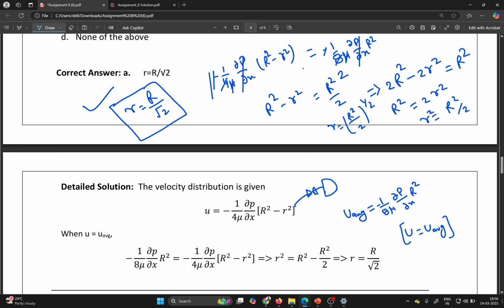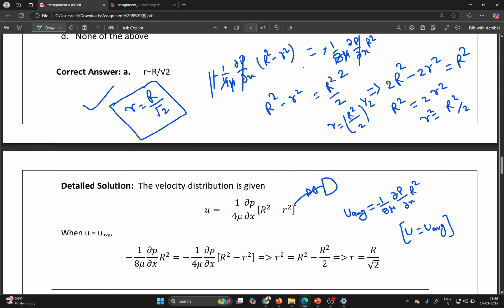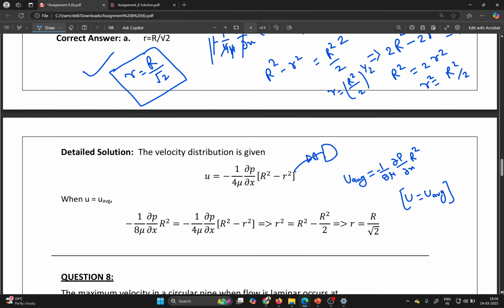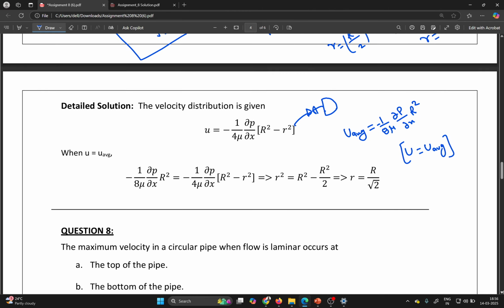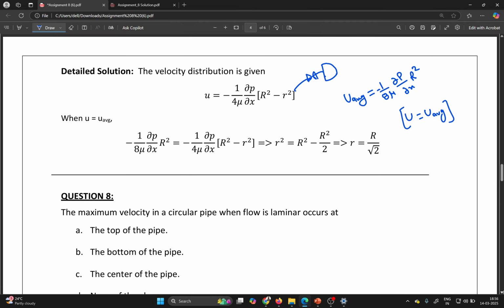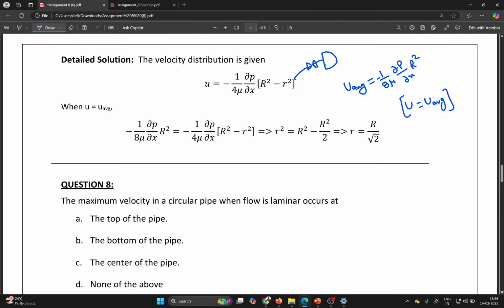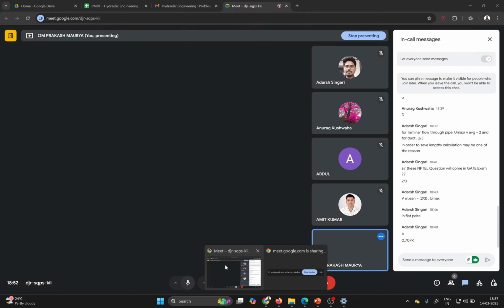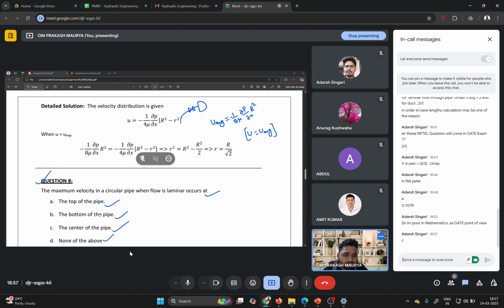Now we'll move on to the next question. This is an important question, please remember. Question 8. The maximum velocity in a circular pipe when the flow is laminar occurs at top of the pipe, bottom of the pipe, center of the pipe, none of the above. Very easy question. So everyone please try to give your answer. C.